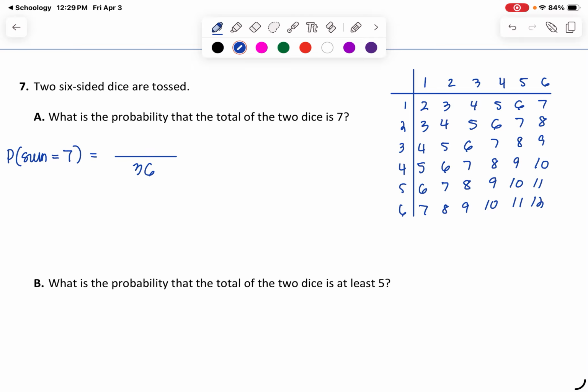Okay, that was fun. All right, so this one is, what is the probability that the total of the 2 dice is 7? 1, 2, 3, 4, 5, 6. 6 out of the 36 outcomes, like I showed you, which is 1/6, which you didn't have to simplify, but I like to.